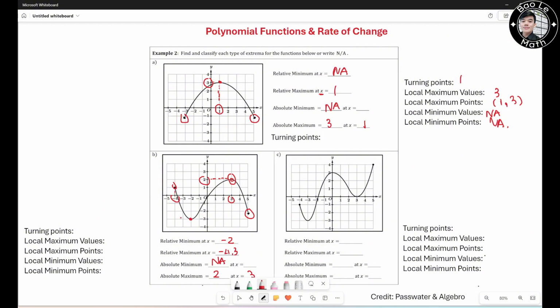Now number of turning points, so we have this guy and this guy right here are turning points. So number of turning points are 2. Local maximum values. The local maximum values is this guy and this guy, which means 1 and 2, right? 1 and 2. Local maximum points, which means negative 4, 1.